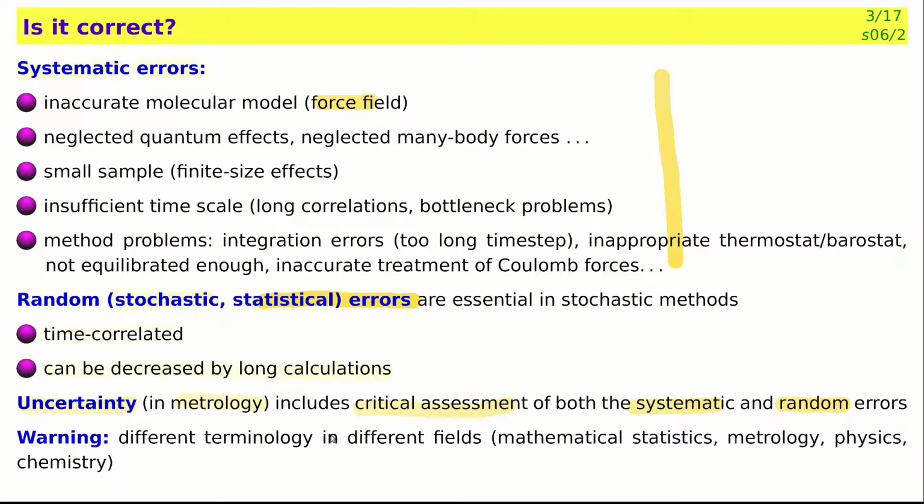And I should also note that there are terminology problems in these fields. What I'm using here is mostly based on mathematical statistics, which is quite close to statistical physics, which is the basis of this field. But in metrology and partly in physics and chemistry, people mostly use the term uncertainty, in a certain simplified sense, I would say.